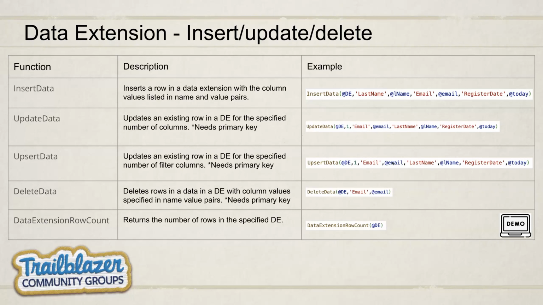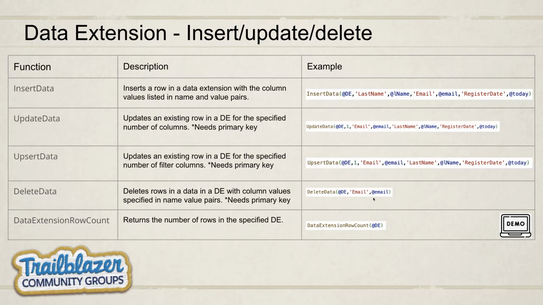Observed data is very similar. This is a combination of updating and inserting. So the same deal here with the primary key. We're saying if this email address already exists in the data extension, please update the fields that come after. Otherwise, insert this row, just like the insert would.